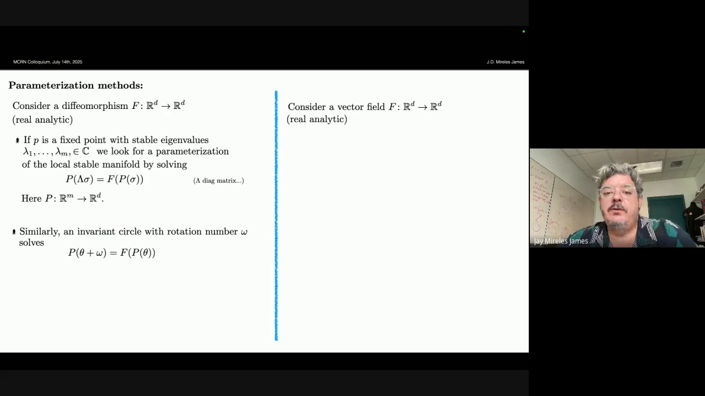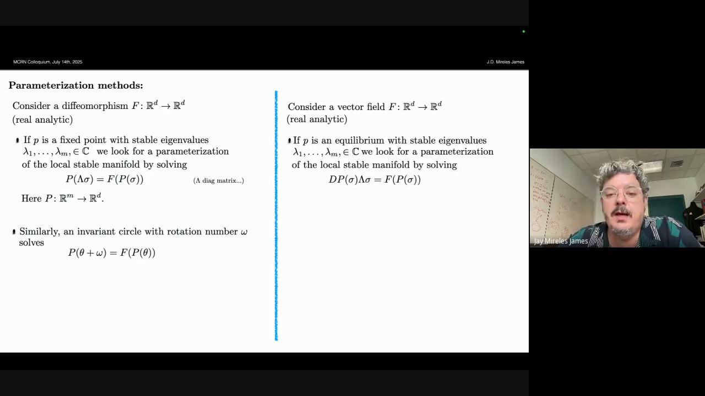For ODEs, we could think about similar situations. So let's say we now have a vector field on R^d, and maybe an equilibrium solution, P, this time instead of a fixed point. We have, again, maybe m stable eigenvalues at this fixed point, and we would like to study the attached stable manifold. Well, we can study this invariance equation.